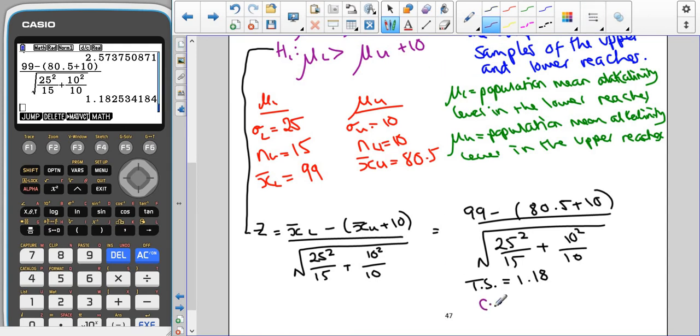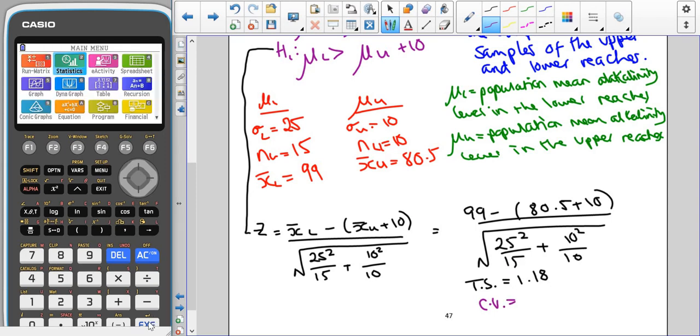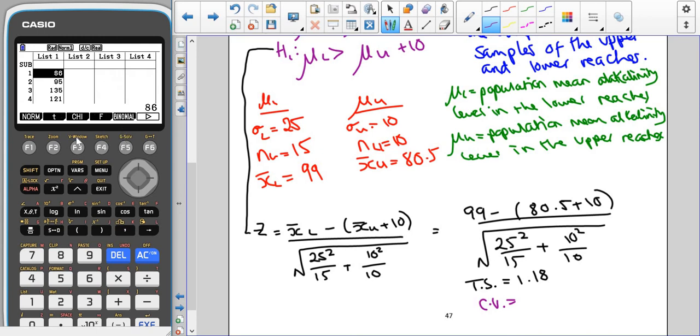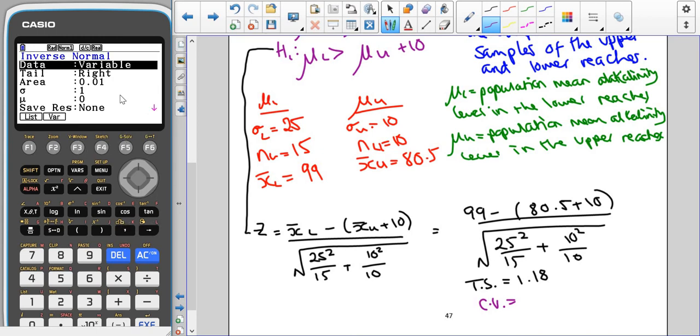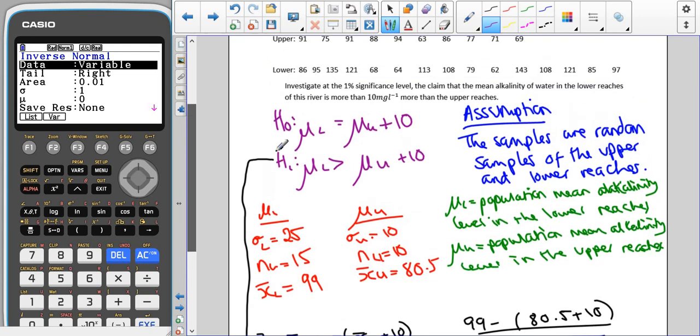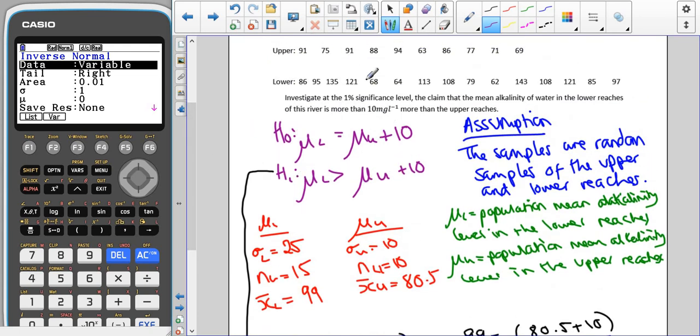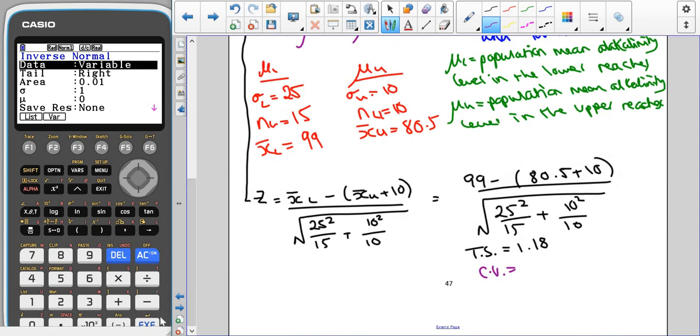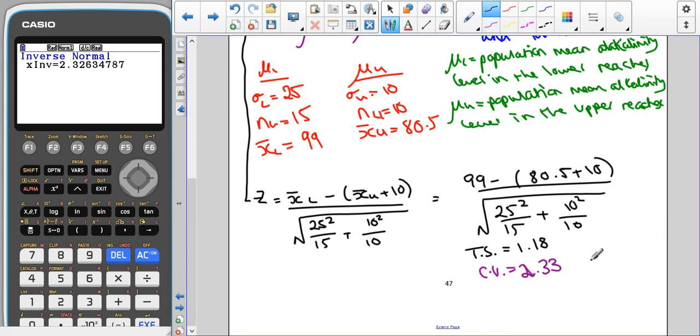My critical value, I'm still going to have to use my inverse normal. So dist, norm, inverse normal. Remember to always have the tail going to the right. This is still a one-tail test, so we don't have the significance level, so the area is still 0.01. We're still trying to compare it to a z value, so we still need the standard deviation as 1 and the mean as 0. And that gives us 2.33.